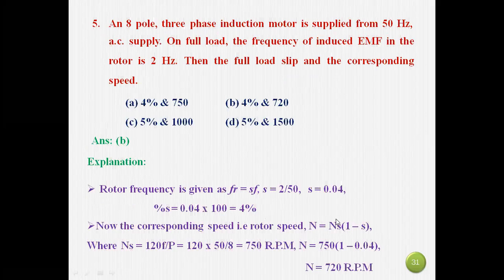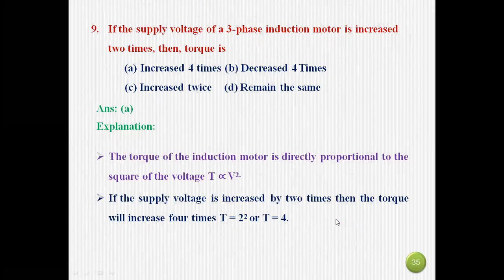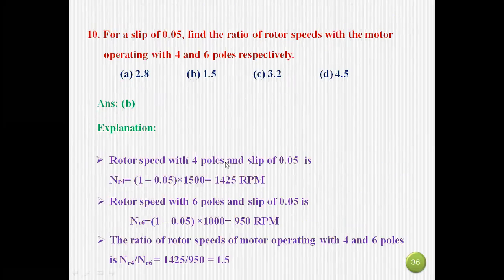So here, if we are solving 1 minus s, s is nothing but 0.05. And if we are taking the speed 1500 rpm, at that time you will get that speed as 1425. If you solve, you will get that answer.